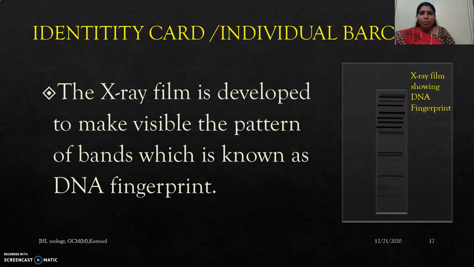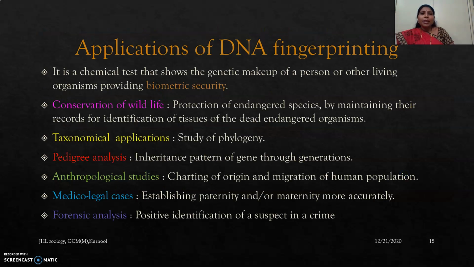The X-ray film is developed, and this X-ray film will show us some bands which are similar to the barcode which we get on the bill paper. So the X-ray film is developed to make visible the pattern of bands which is known as a DNA fingerprint. This is our identity card or the individual barcode. Now let us see the applications of DNA fingerprinting.